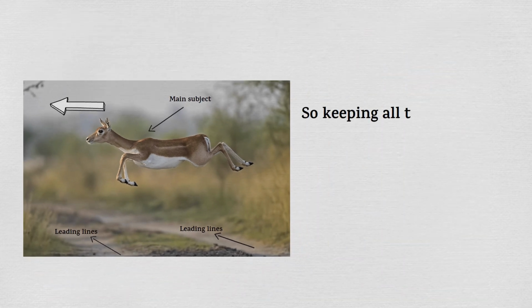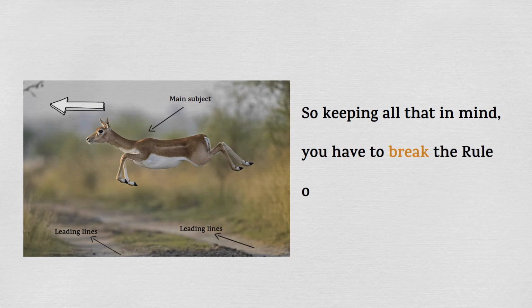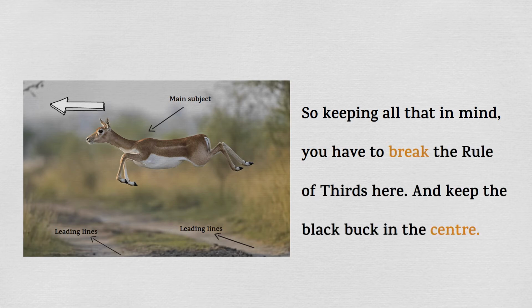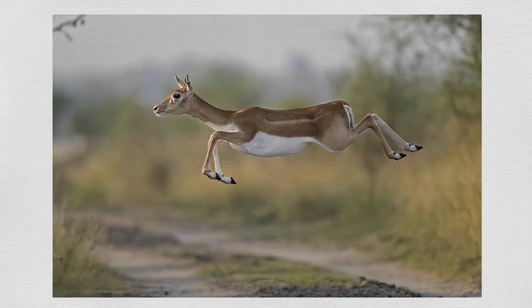So keeping all that in mind, you have to break the rule of thirds here and keep the black buck in the center, because the path, which is the leading line, is also important in this picture. Thereby you have kept the subject in the middle of the picture, and still the picture looks good. It shows very clearly that a particular animal is doing an action, jumping over a road.